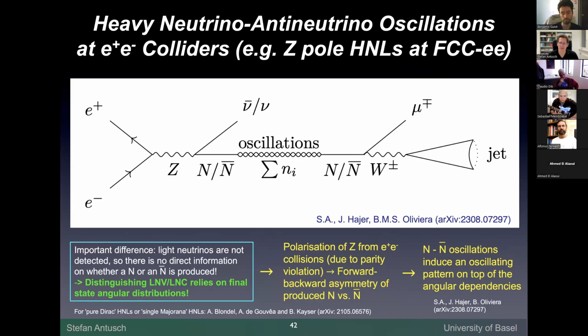asymmetry. And now when you have the N-N bar oscillations, then you will have an oscillation on top of this forward-backward asymmetry. And this gives also some quite nice signature that you can look for at an FCC-ee. And this is interesting because, with having to rely on this final state angular distribution, it gets a bit more difficult. But you have this very high sensitivity and this very large number of events that you can get at an FCC-ee, which, as we found, is also giving you very good sensitivities for resolving these oscillations.